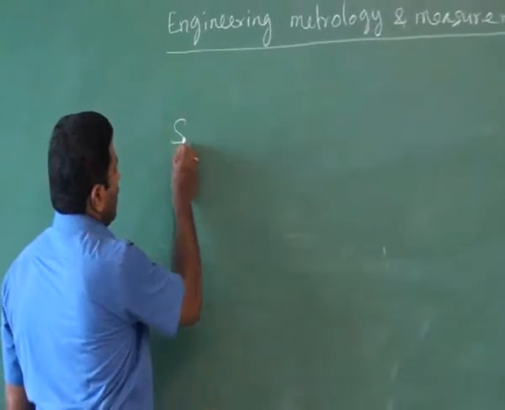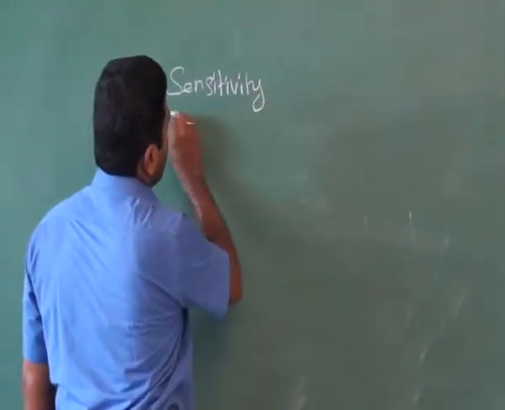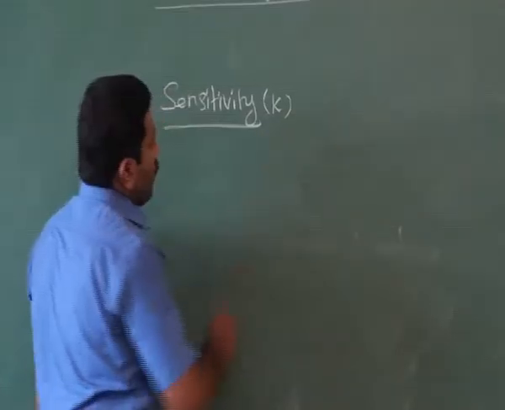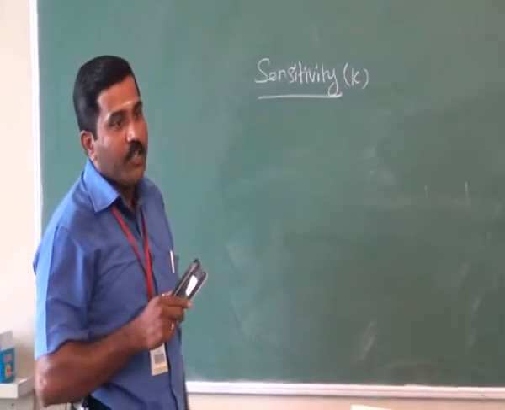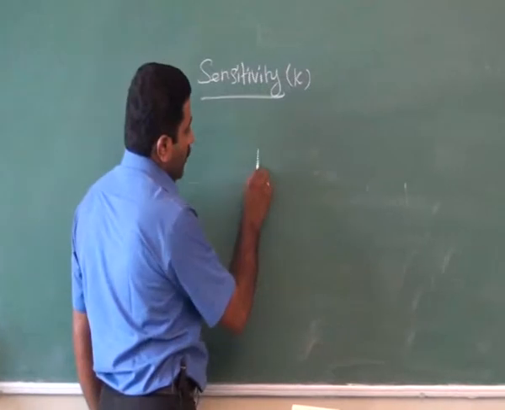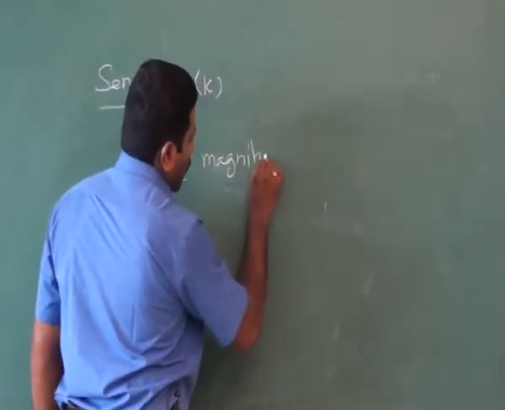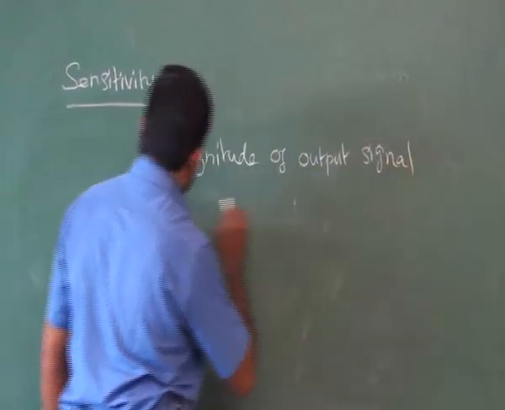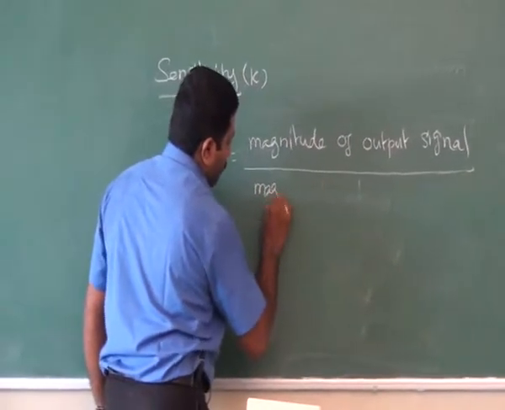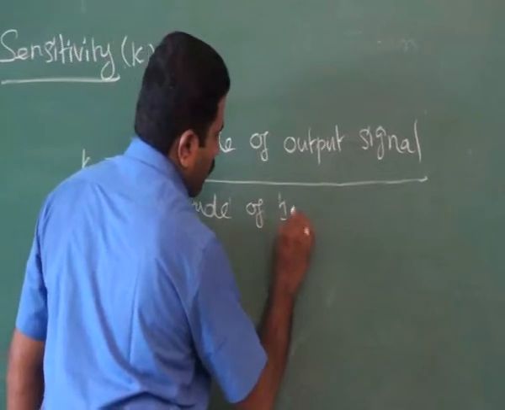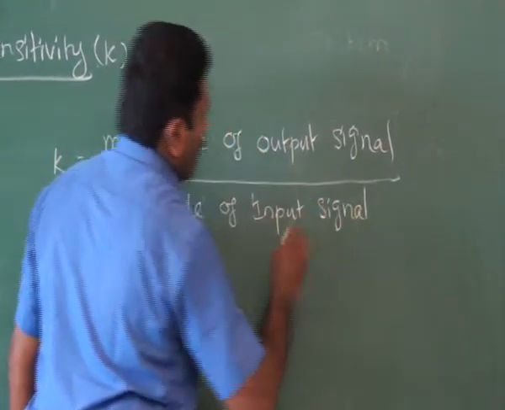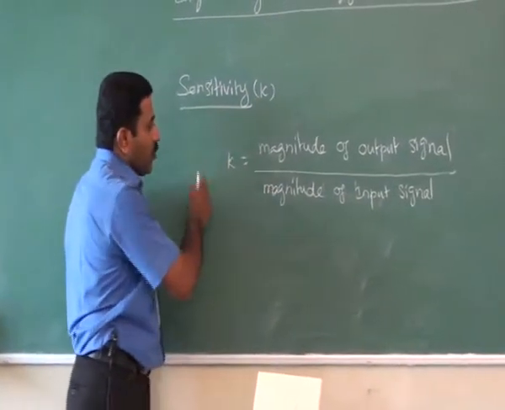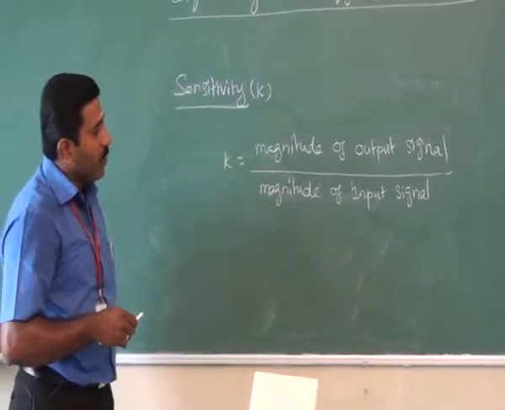Now we are going to discuss sensitivity. Sensitivity is an important property of the instrument. Sensitivity is denoted by K. Sensitivity is the ratio of the magnitude of the output signal divided by the magnitude of the input signal. K is equal to the magnitude of output signal to the magnitude of input signal. So this is the sensitivity of an instrument. This is for a single instrument: K is equal to magnitude of output signal divided by magnitude of input signal.